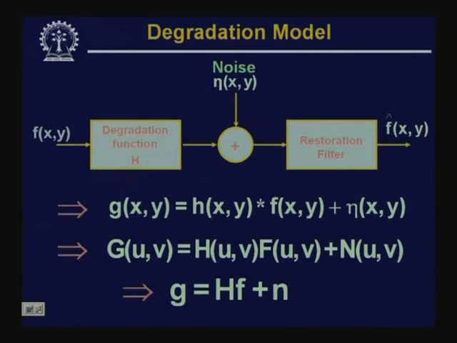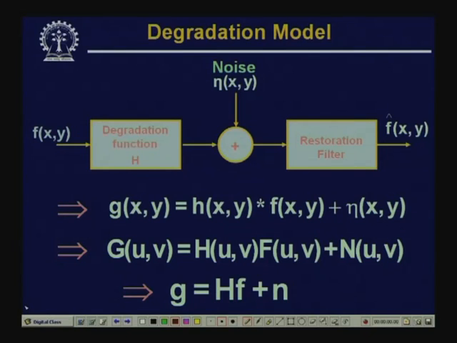Now, in our last class, we have seen a diagram like this. In this diagram, you see that we have shown the degradation function. Here we have an input image f(x,y), which is degraded by a degradation function h, as has been shown in this diagram. So, h is the degradation function. Once we get the degraded image at the output of this degradation function h, then a random noise eta(x,y) is added to that degraded image, and finally, here we get what we call the degraded image g(x,y).